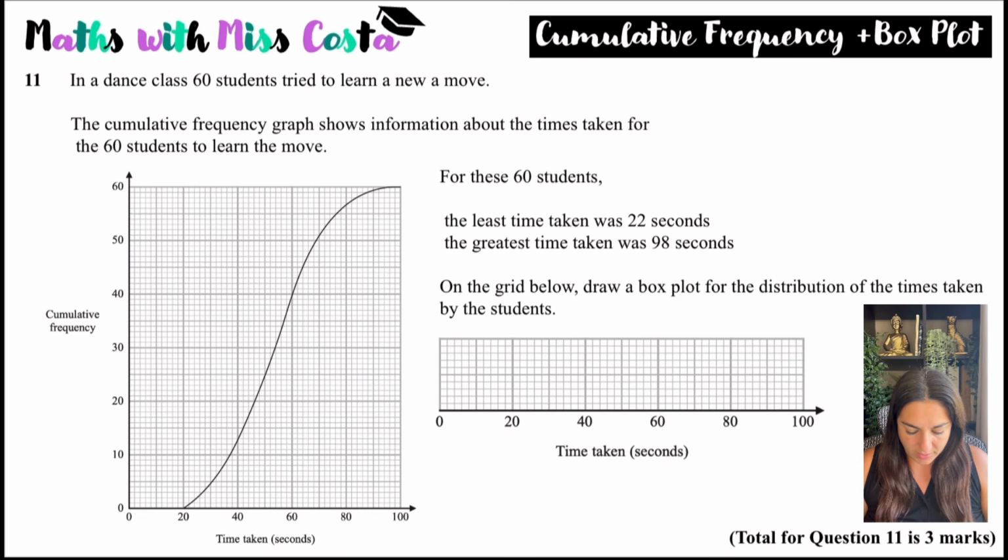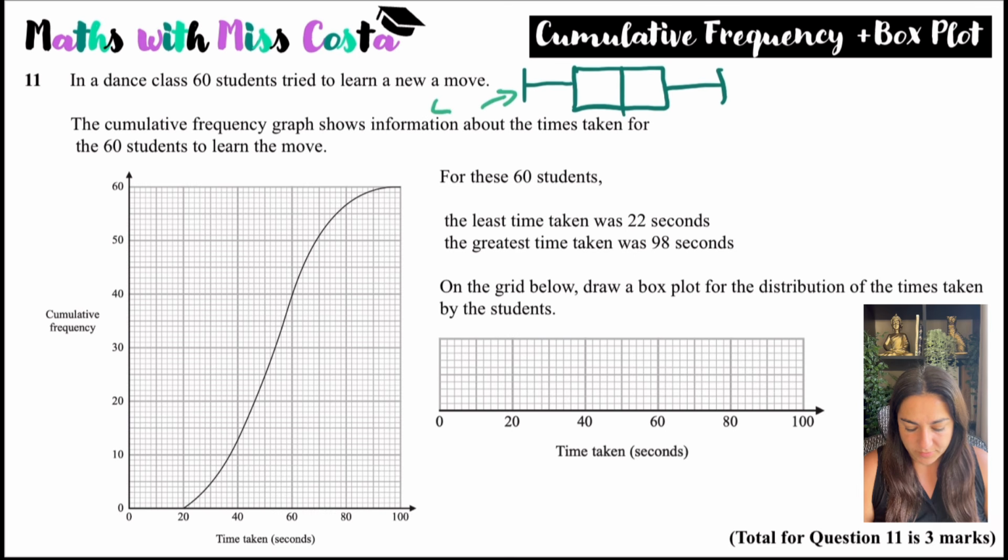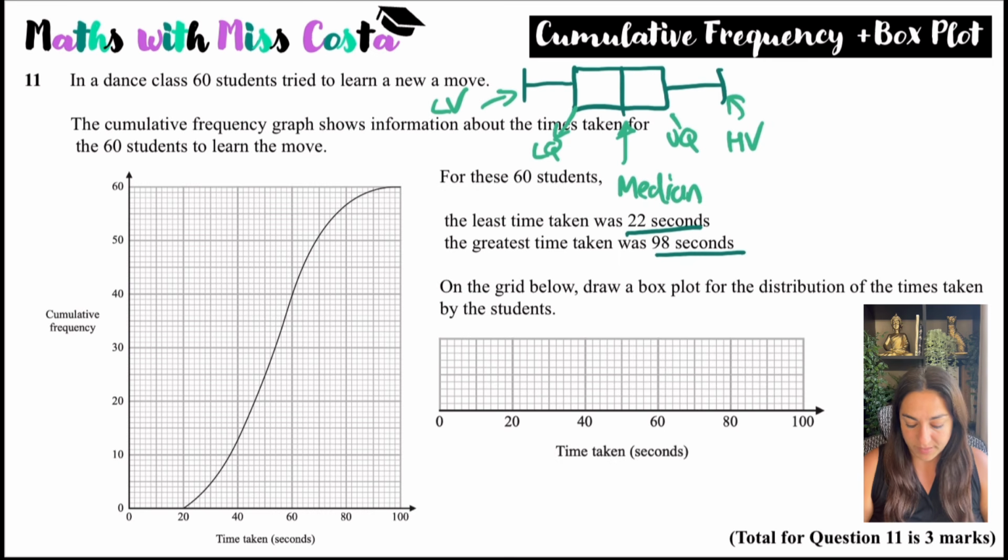So with a box plot, you generally have something that looks like this. These are the key values. You've got the lowest value, the highest value, the median, the upper quartile, and the lower quartile. So the first two values that I've been given are 22 seconds and 98 seconds. So I could just draw that on my box plot.